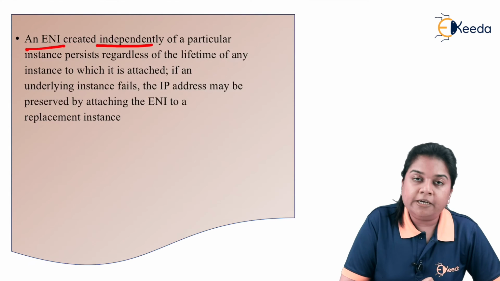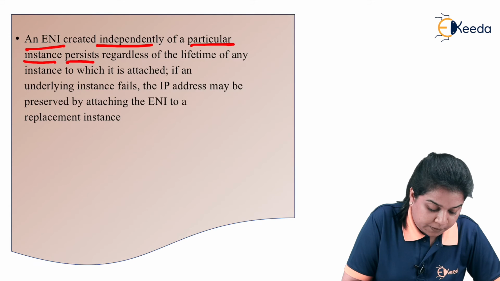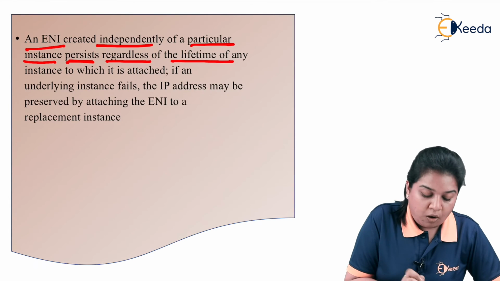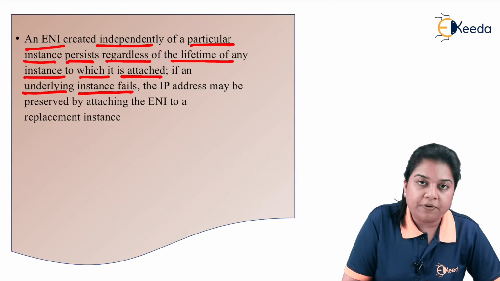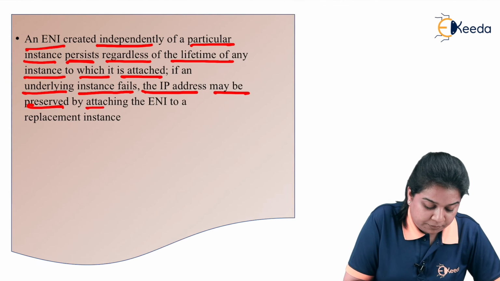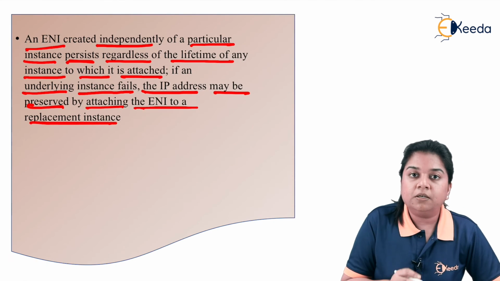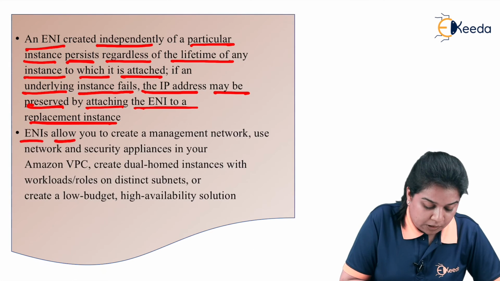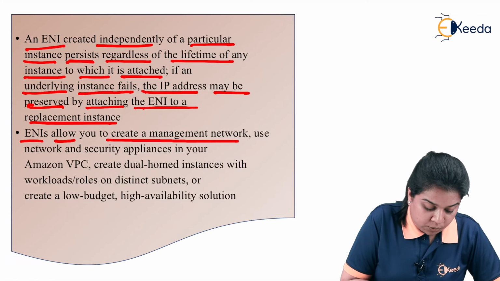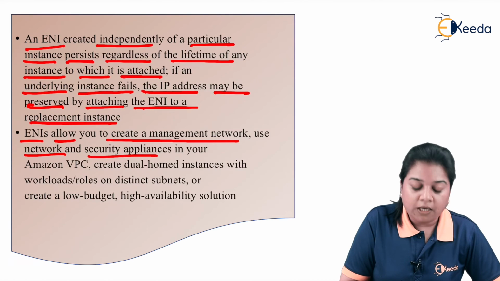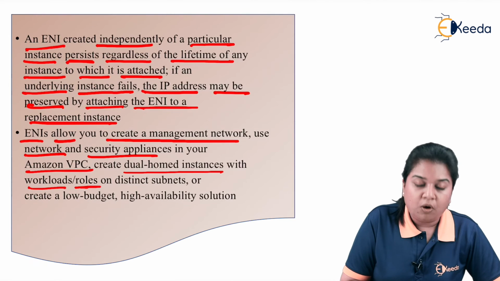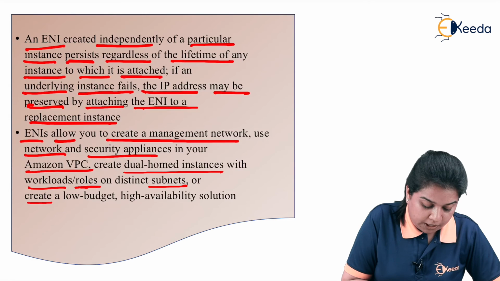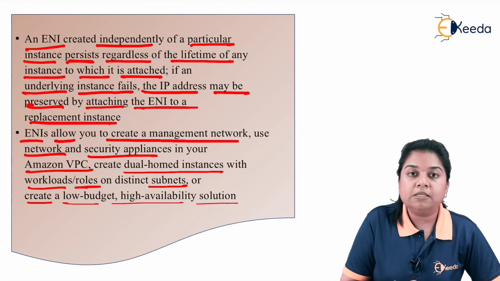An ENI created independently of a particular instance persists regardless of the lifetime of any instance to which it is attached. If an underlying instance fails, the IP address may be preserved by attaching the ENI to a replacement instance. ENI allows you to create a management network, use network and security appliances in your Amazon VPC, create dual-homed instances with workloads or roles on distinct subnets, or create low-budget, high-availability solutions.